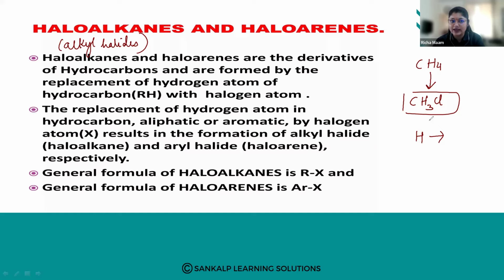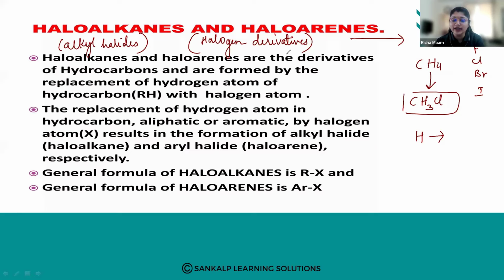So haloalkanes are the halogen derivatives. Now, what do you mean by halogens? Halogens are group 17 in the periodic table, like fluorine, chlorine, bromine, iodine. So these are the halogens.